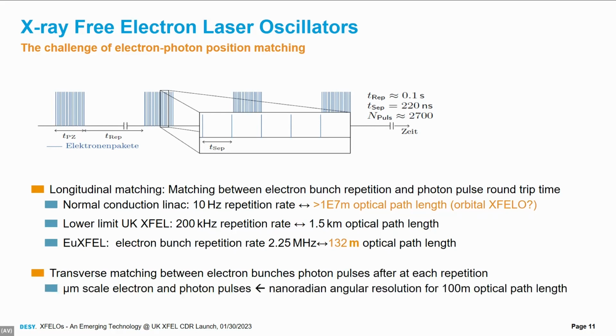Looking at the second challenge, here is the transverse matching between electrons and the photon pulses. Seeing that both of them are on the micrometer scale, this basically means for this 100 meter optical path length that you need nanoradian angular resolution for all your optical components in the system. Basically, by some gain FEL effects, you can go up to 100 nanoradian, which is state of the art for mechanics. However, it is very challenging to stabilize that.